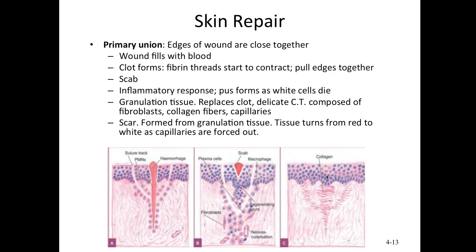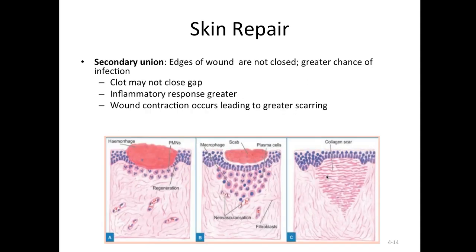The other type is our secondary union, and this means that the edges of the wound are not close together, and so they don't really close well. And this means that we have a greater chance of infection. So the clot that gets created does not close the gap. You can see that the edges are extremely far apart here, and our inflammatory response will be much greater, and that's represented by all of these white blood cells gathered in this area here. And our wound contraction will occur, leading to greater scarring.